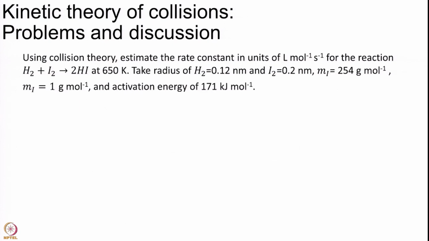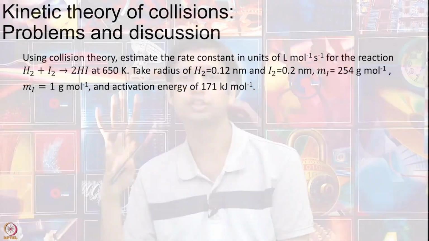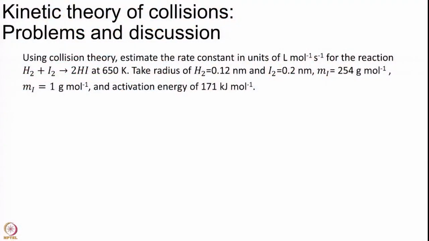Okay. So, now let us look at a real reaction. The kinetic theory of gases was particularly successful for the reaction of H2 plus I2 going to 2HI and its reverse, 2HI going to H2 plus I2. So, let us try to calculate a rate constant for that. So, we have given you a few units.